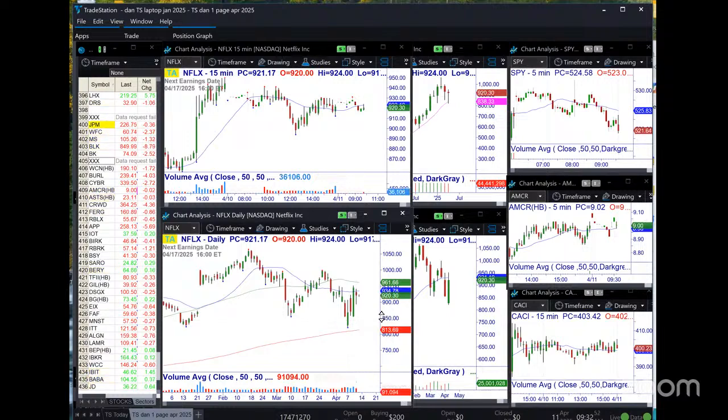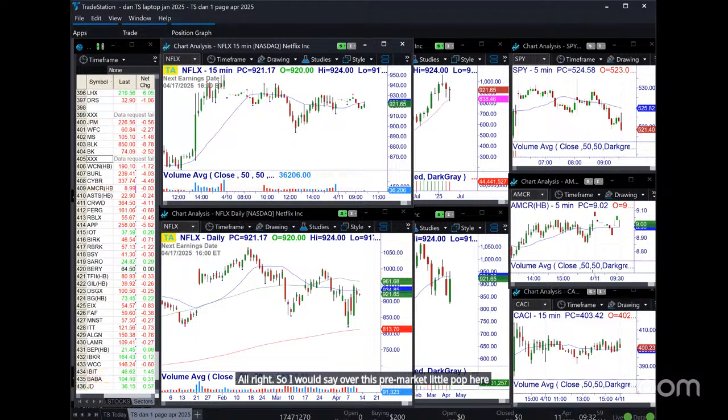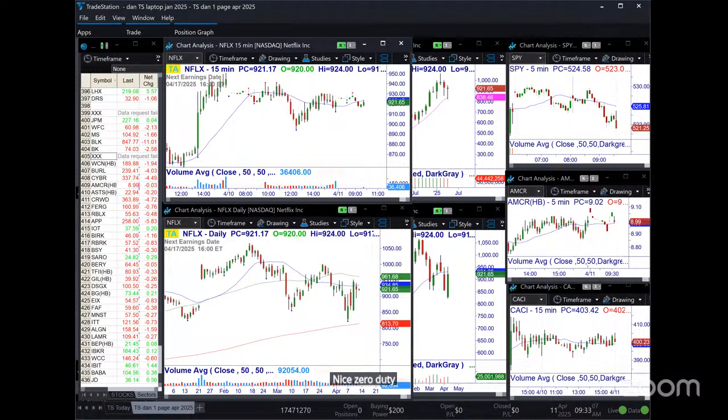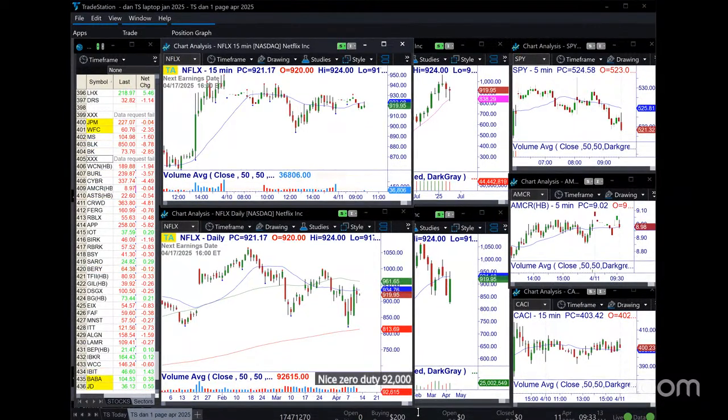All right, so I would say over this pre-market little pop here, over 931. Let me post this. Nice zero GT, 92,000 shares of a $900 stock in 3.5 minutes. Can you believe that? Incredible.